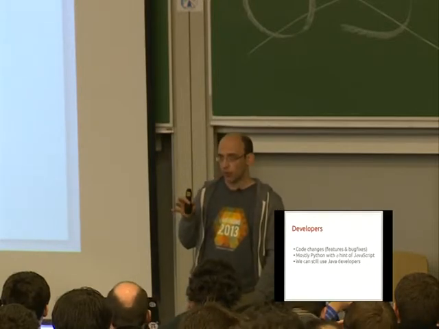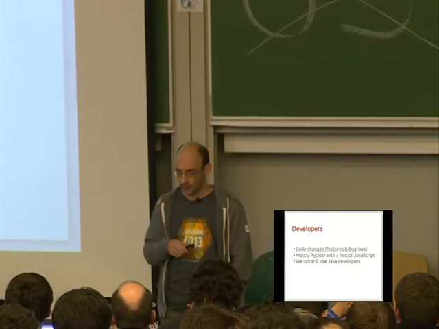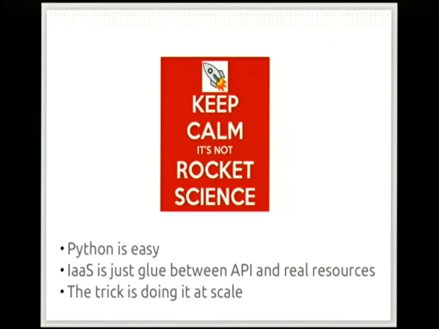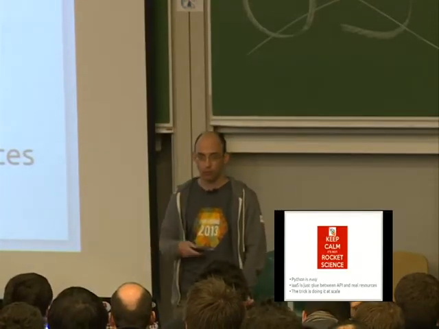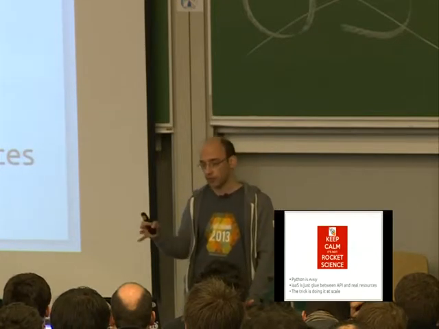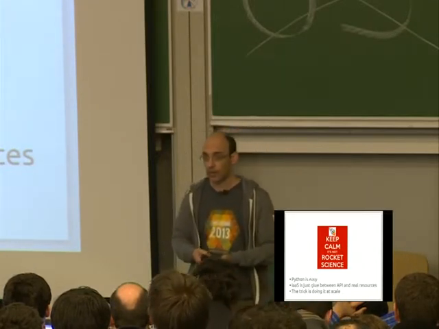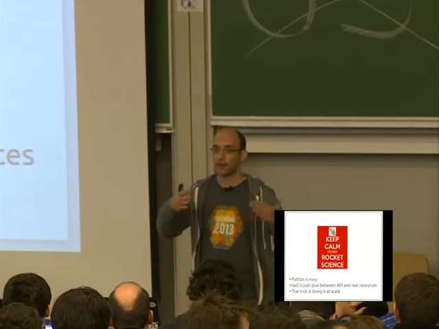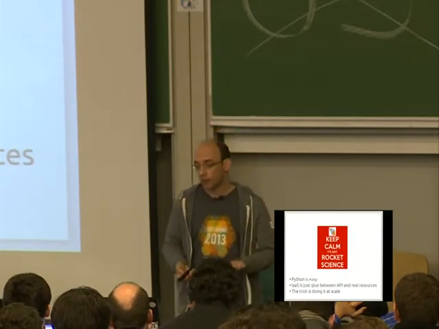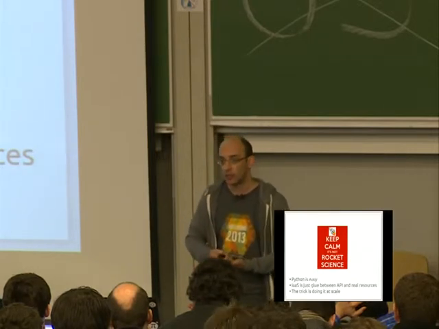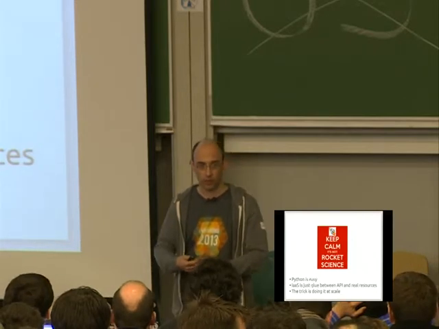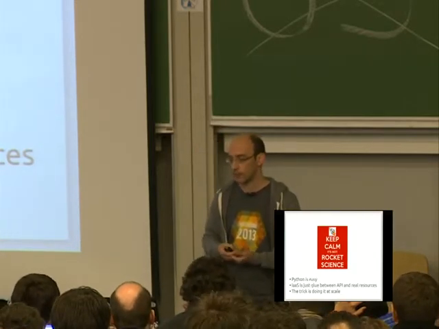At that point, you may wonder, yeah, but that sounds like complex stuff. Can I actually do that? And the answer is yes, because Python is easy, and this is actually not rocket science. We are not writing a new hypervisor or writing a new block device for the kernel or anything. We're just interfacing. We're just the glue between a REST API and real resources that smart people actually wrote. And so the trick is to do it at scale. The real trick is that we do it at a scale that is so massive that we discover new problems. But it doesn't rely on pre-existing knowledge that only a handful of people that started working on cloud 100 years ago would have. It's not rocket science.